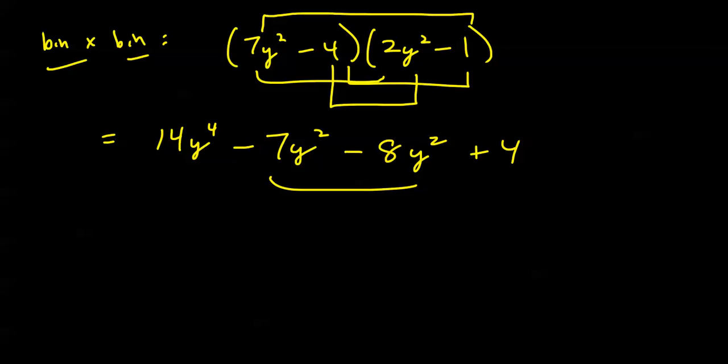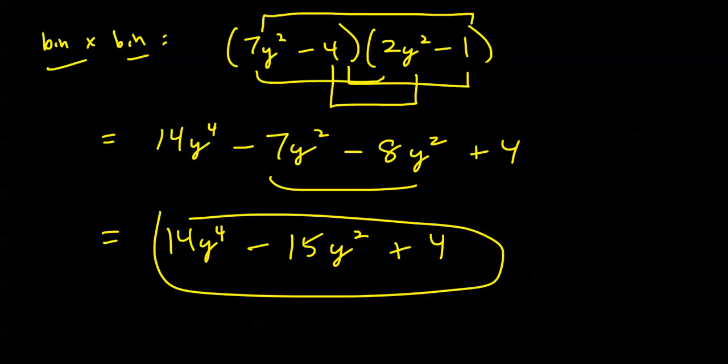And again, sometimes, but not always, the inner and outer products end up being like terms in binomial products, which can be, of course, combined. So I'll get 14y to the fourth minus 15y squared plus 4. And that would be my final answer for that problem. Alright, binomials times binomials, we work it out FOIL style. How about binomials times trinomials?